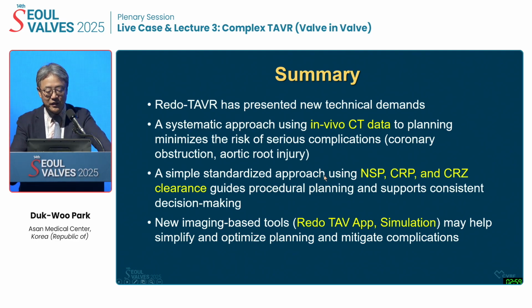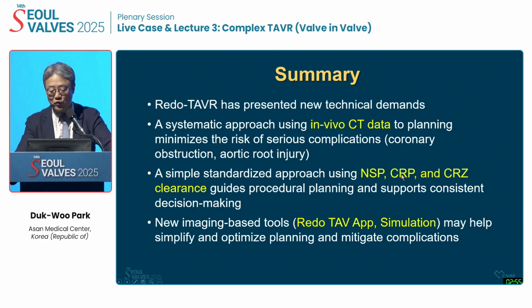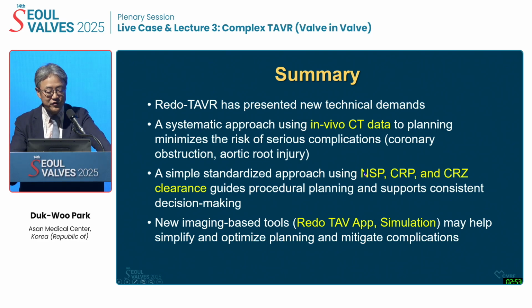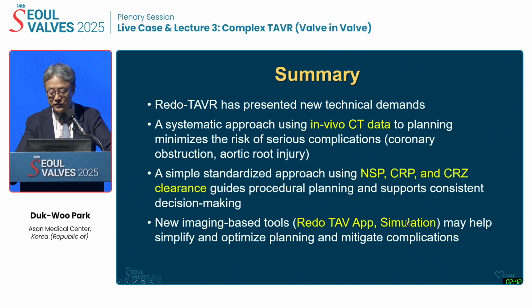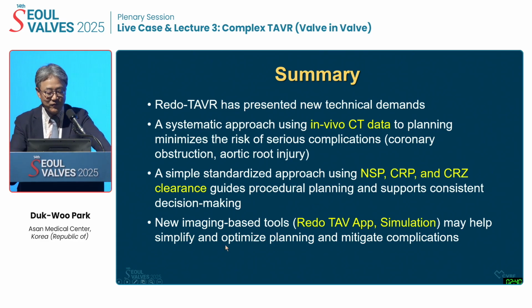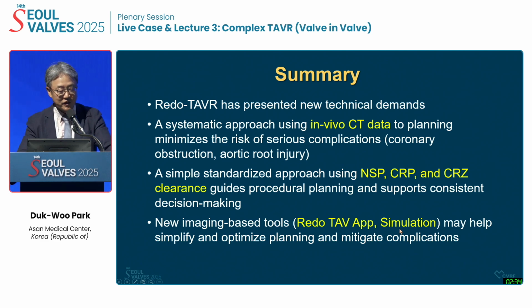The simple standardized approach using the neo-skirt plane, coronary risk plane and coronary risk zone guides procedural planning and supports consistent decision making. And new imaging-based tools like the redo TAVR app and simulation could be helpful to simplify and optimize planning and mitigate TAVR-in-TAVR complications. Thank you for your attention.